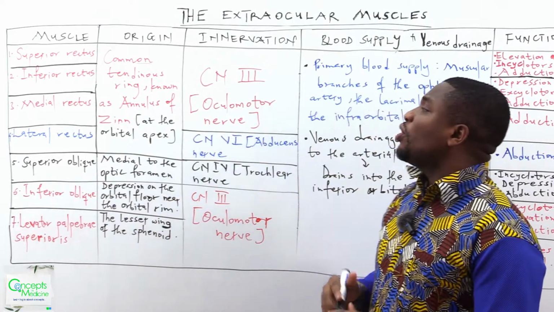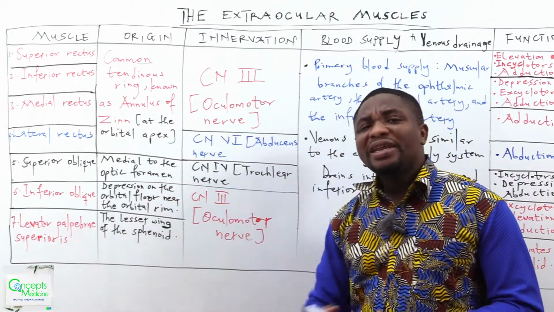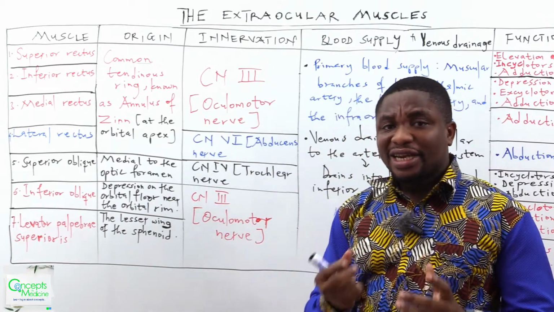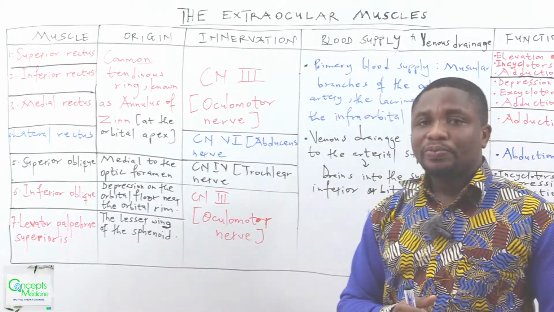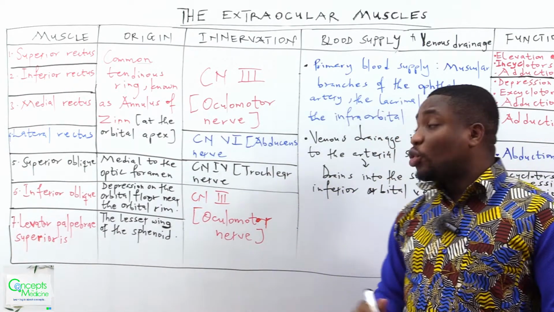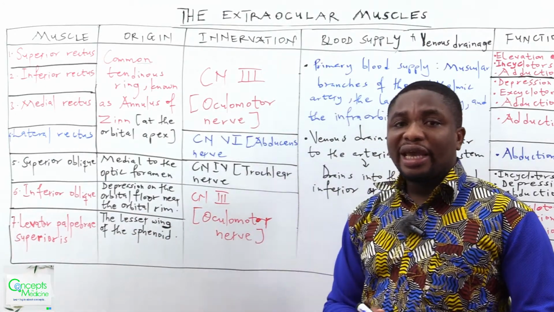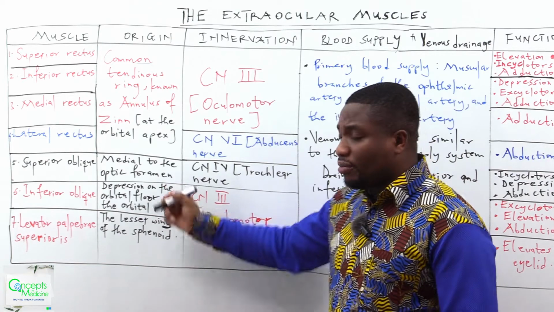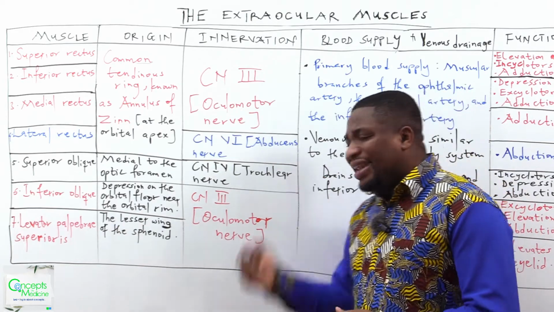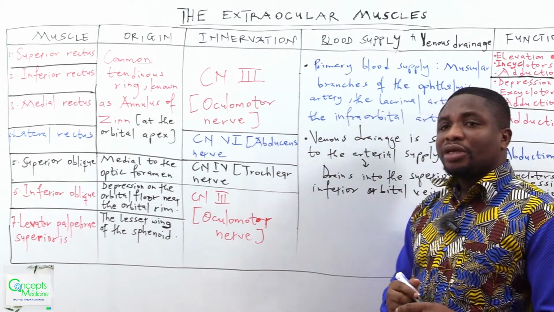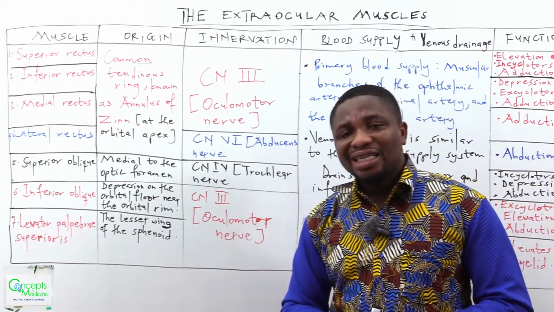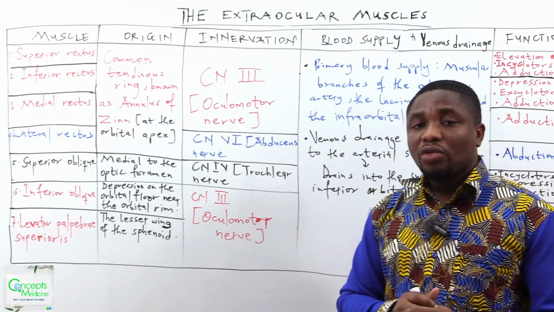Superior oblique. The superior oblique originates medial to the optic foramen, where the optic nerve, that's the 2nd cranial nerve, exits the cranium. It is innervated by the 4th cranial nerve, that is the trochlear nerve. The next extraocular muscle is the inferior oblique muscle. The inferior oblique originates from the depression on the orbital floor near the orbital rim. And it is also innervated by the 3rd cranial nerve, that is the oculomotor nerve.